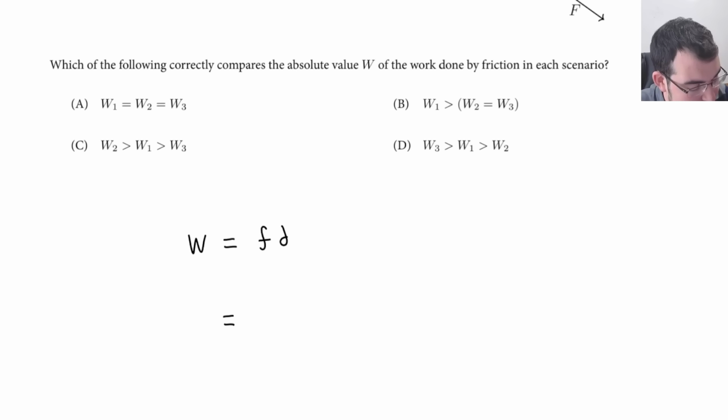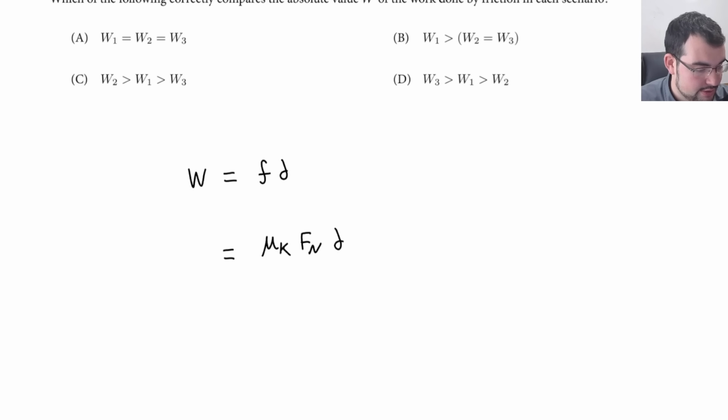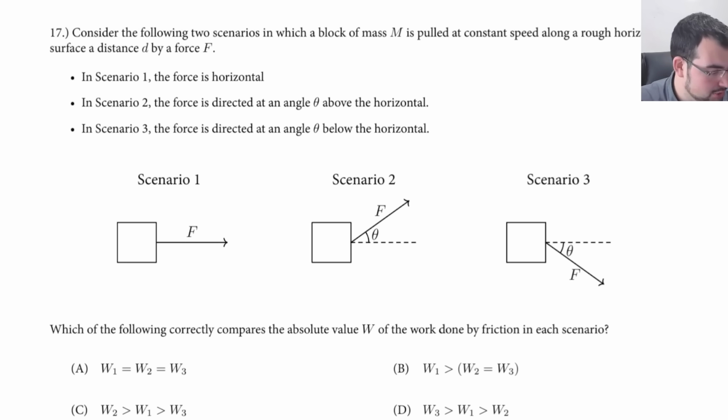So what is friction? Well, we're on a flat surface, so we can just write it as mu k times normal force times distance. Friction coefficient is the same. Distance is the same by the setup, so we see that work is going to be proportional to the normal force. So we just got to rank the normal force acting on the block in each of these cases. So notice in this case, this is our base case where the normal force is equal to the weight of the block, because there's no vertical forces helping or fighting the weight.